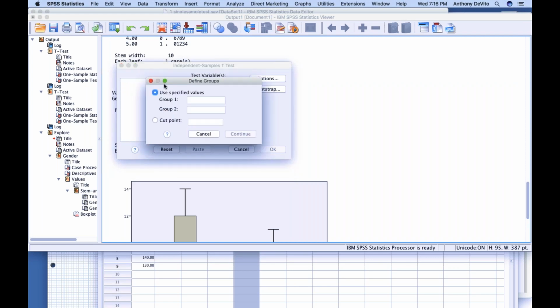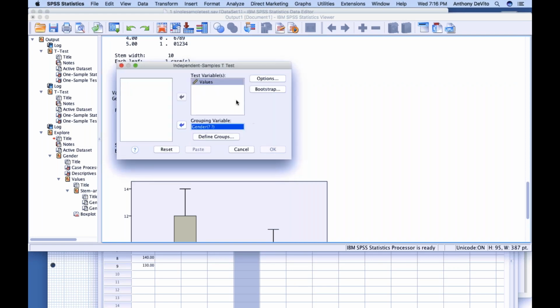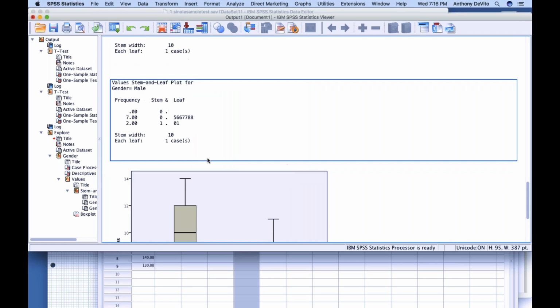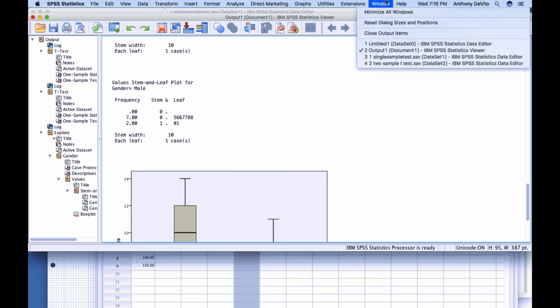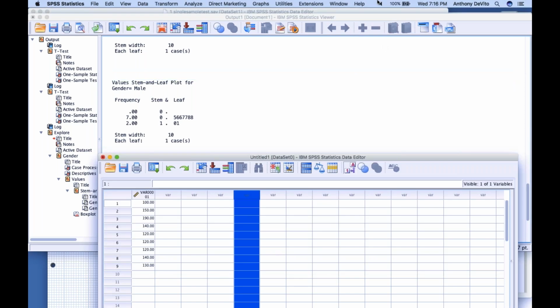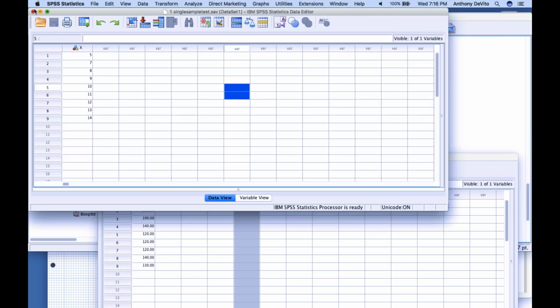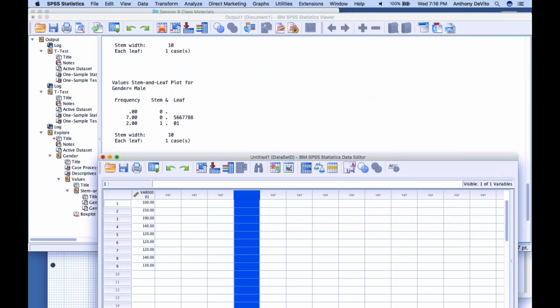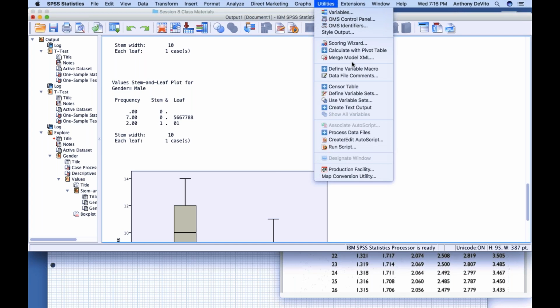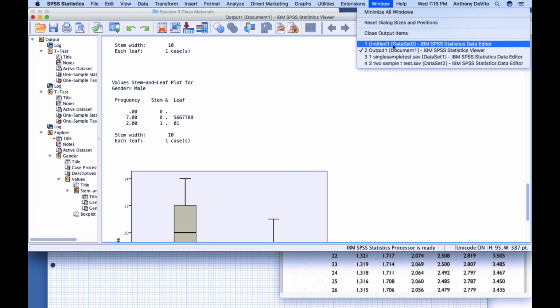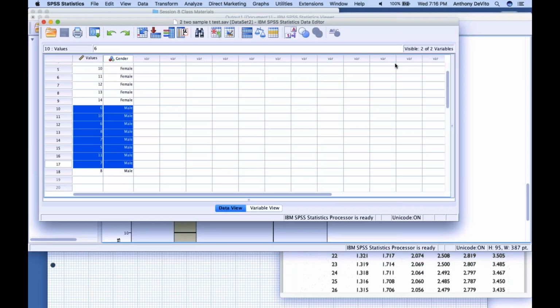Again, you have to tell SPSS, before I do this, let me just show you in the background here. I'm going to go back to the data set. Wrong one. That's not the one I want either. That's going to be the last one I go for. Here it is, two sample test.